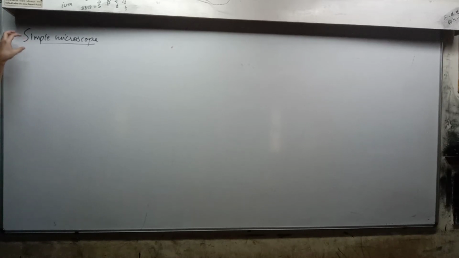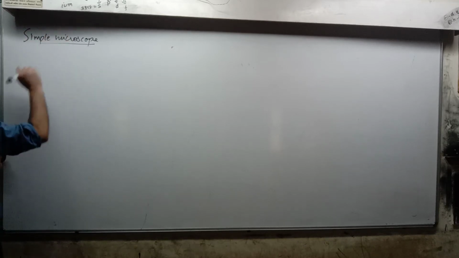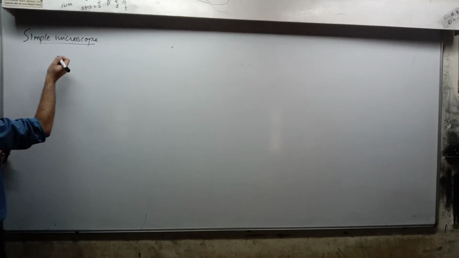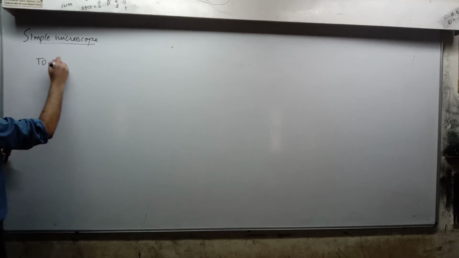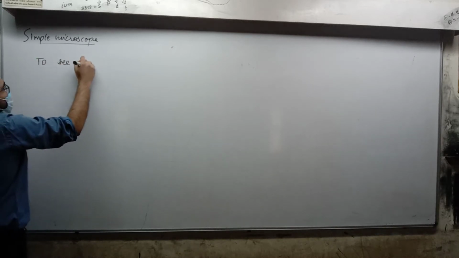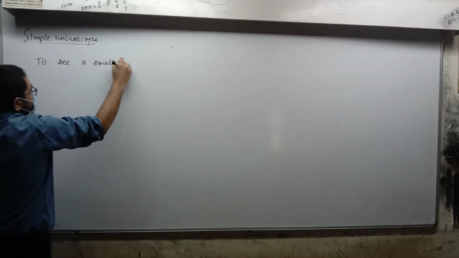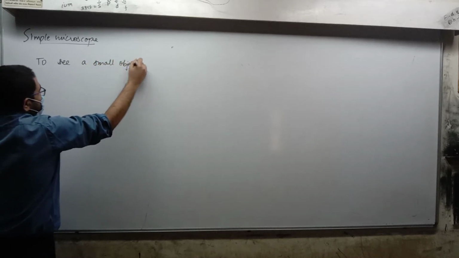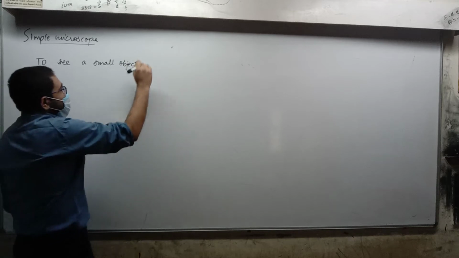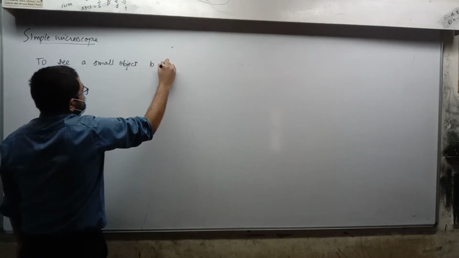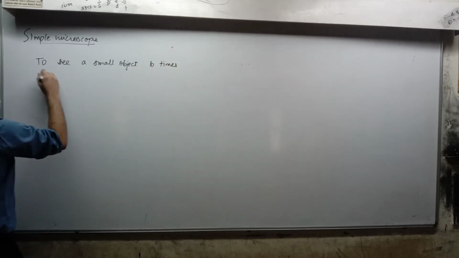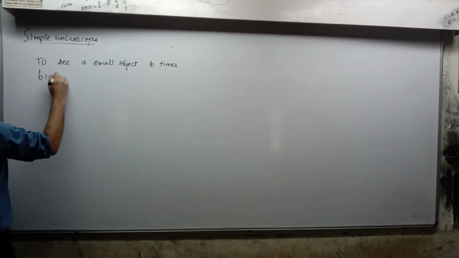Okay, so some subset to Microsoft now. To see a small object. M times mu.